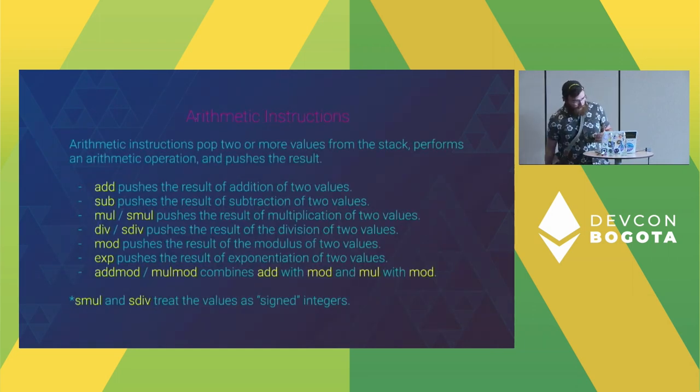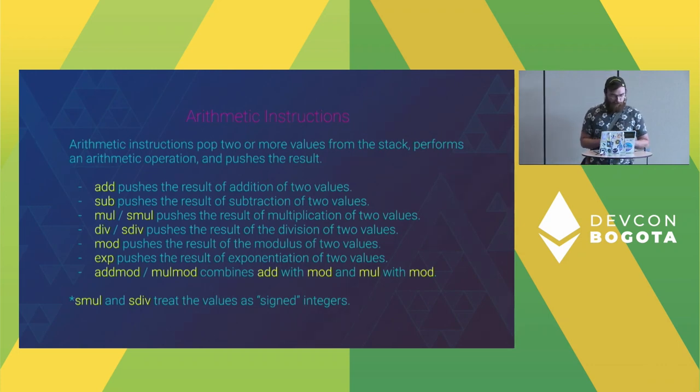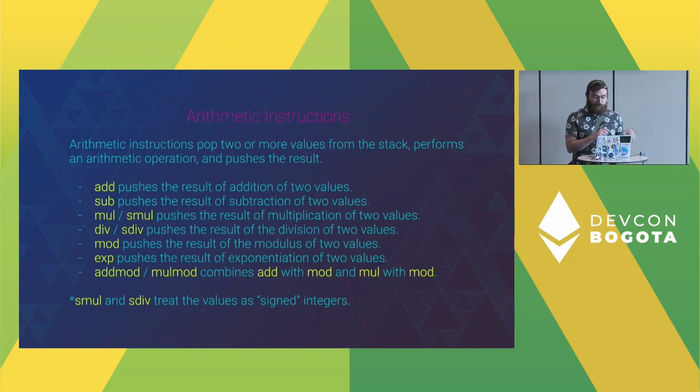So from stack instructions, we're going to go to arithmetic instructions. So of course, add, we'll add two values. Sub, we'll subtract two values. Mul, we'll multiply two values. Smul does the same thing, but it treats the number as a signed integer.